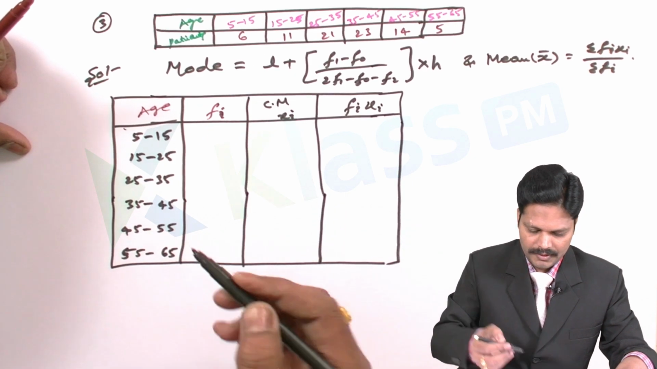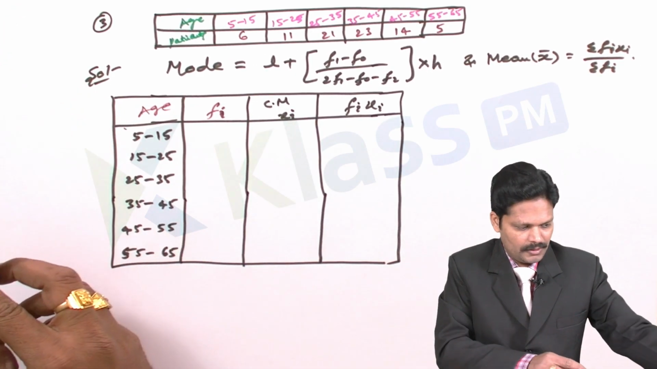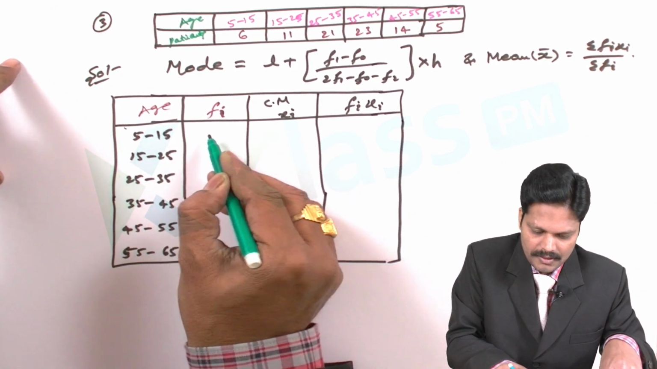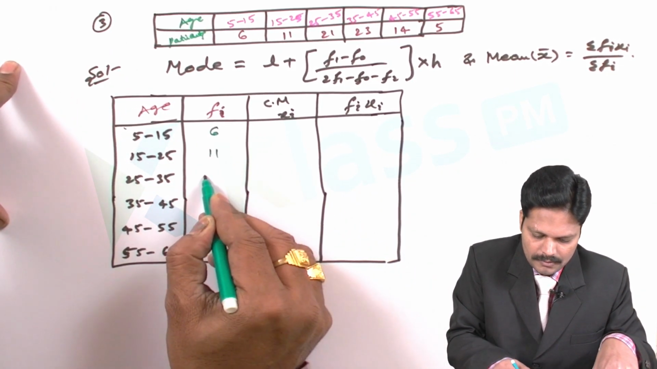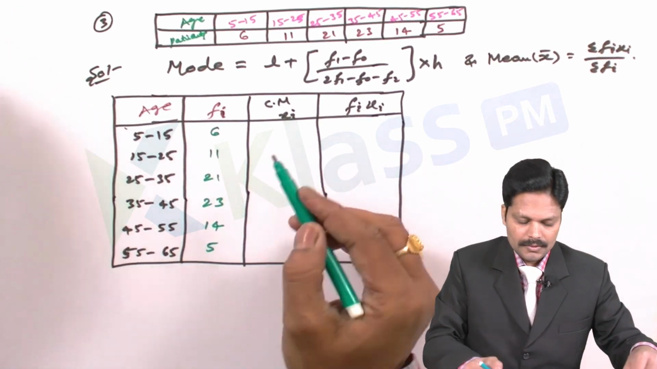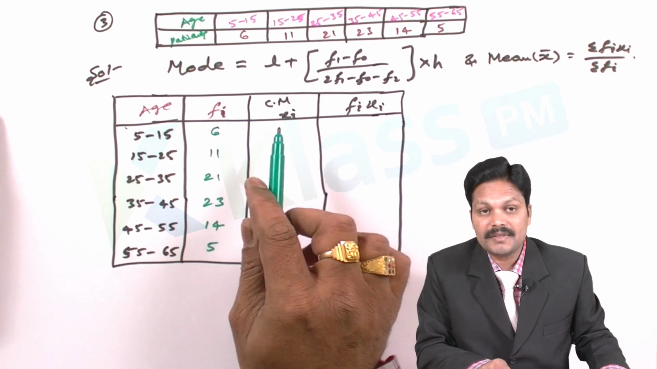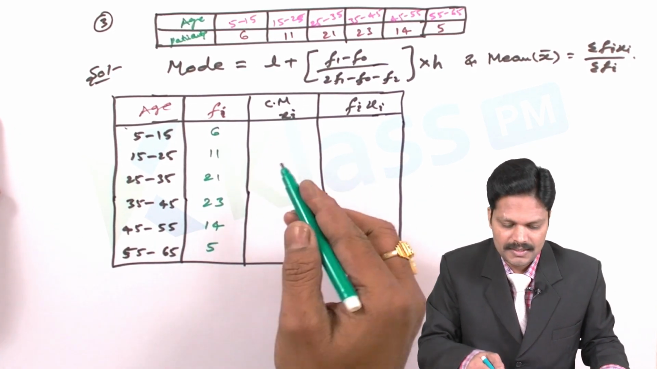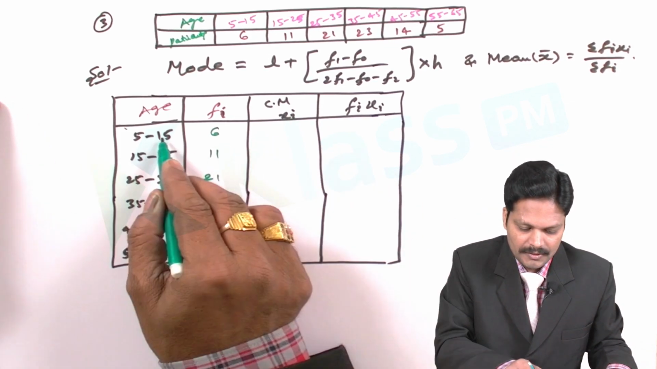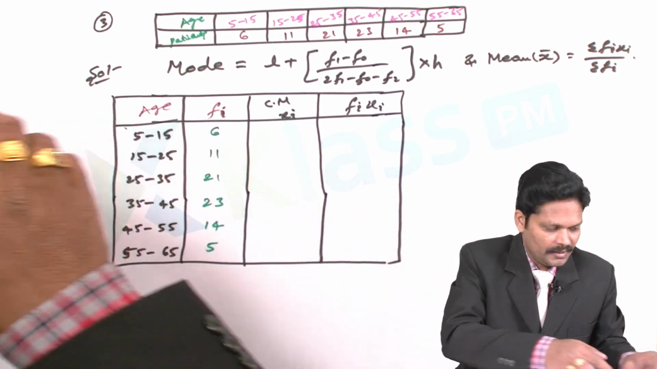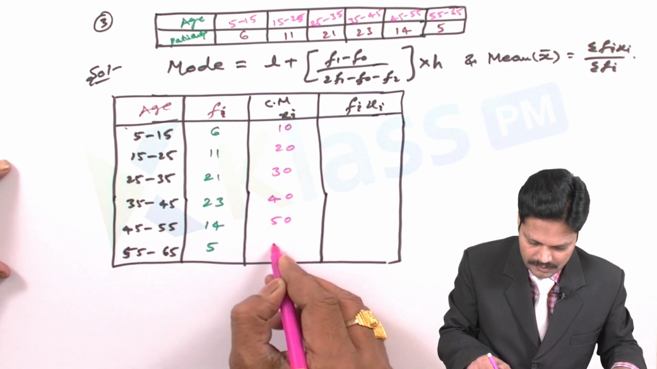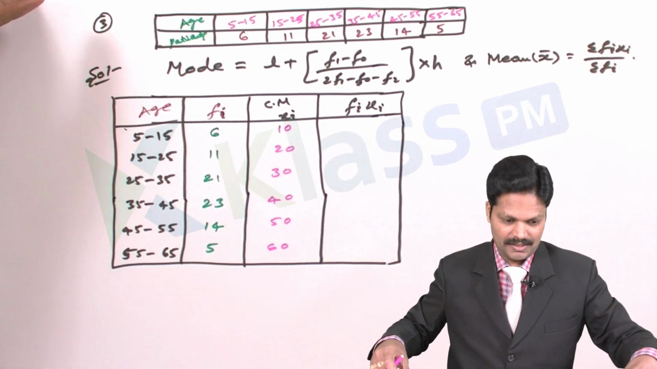So this is the data we are having in the question. We need to take the frequencies also. Frequencies are nothing but the number of patients in the particular age group: 6, 11, 21, 23, 14 and 5. We discussed in the previous problems how to find the class marks by taking the average of the class intervals. Here 10 plus 5, that is 20, 20 by 2 is 10. So here 10, 20, 30, 40, 50, 60 are the class marks.